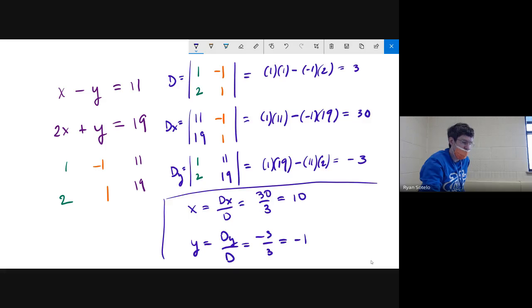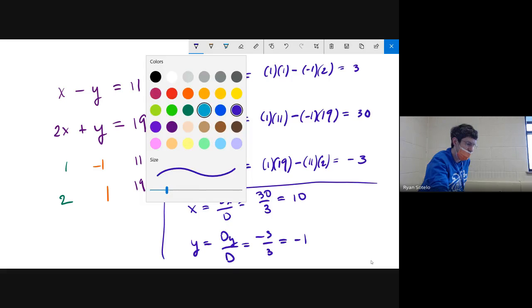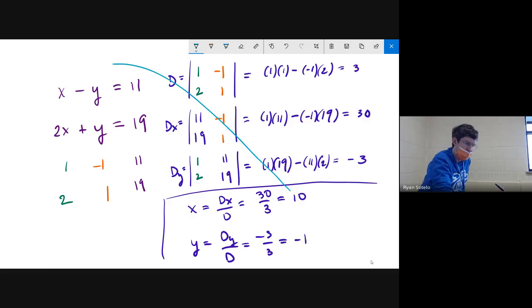But honestly, once you get x is 10, once you get one of them, you can just plug that back in. I'll use a different color. I'll plug that back into the original, and then I could see that 10 minus y is 11. So y would have to be -1. So you could solve it that way too.